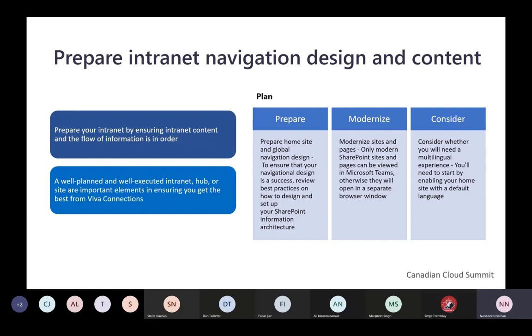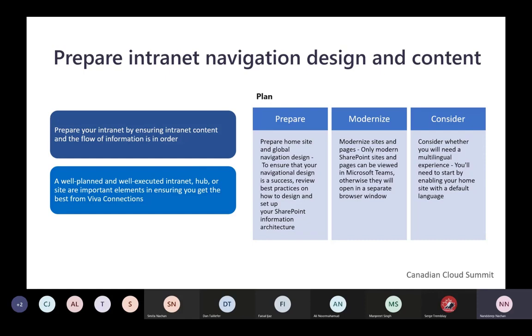So again, you can prepare your intranet by ensuring the intranet content as well as the flow of the information is in order. Because a well-planned, well-executed intranet hub or sites are important elements to ensure that you get the best out of Viva Connections. And again, when you set up Viva Connections, global navigation in the SharePoint App Bar and the navigation on the SharePoint home site will obviously impact the overall Viva Connections experience.